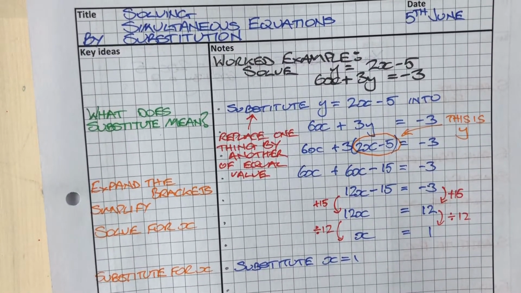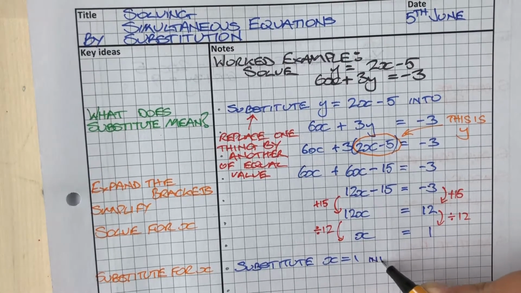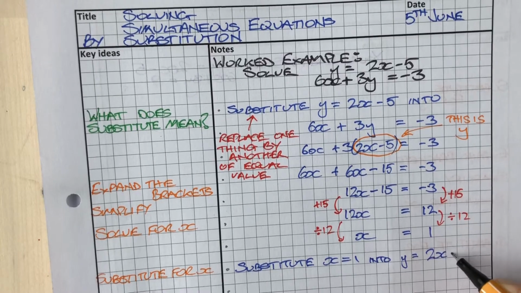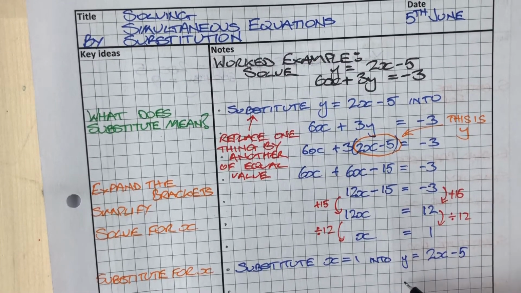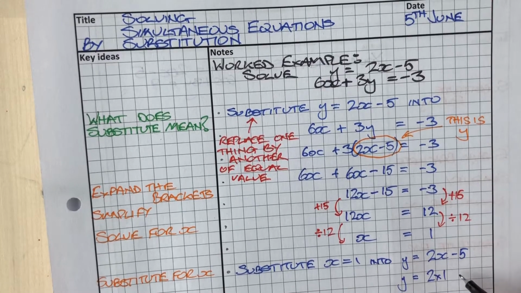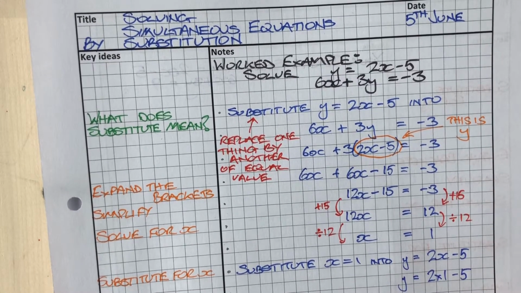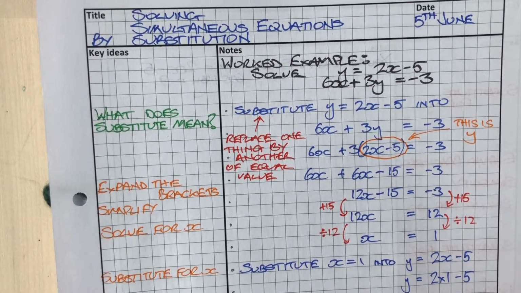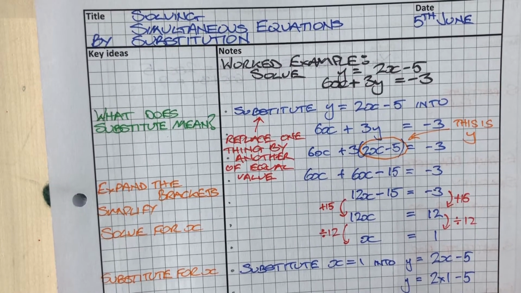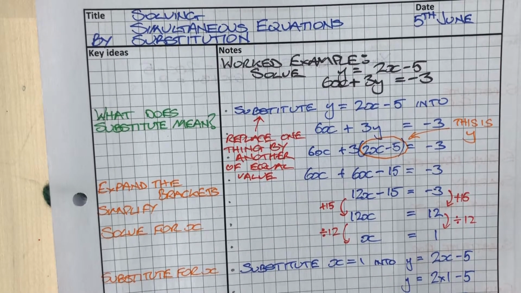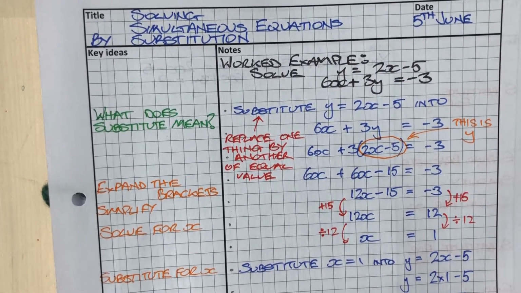I'm going for the first one. So into y equals 2x take away 5. So that's y is 2 times 1 take away 5. y is 2 take away 5. y is negative 3. Okay.